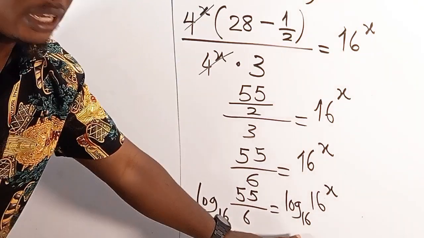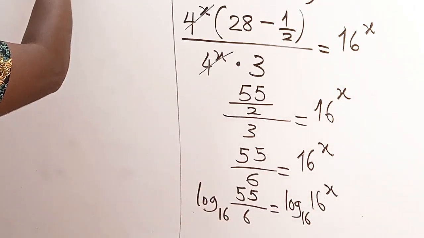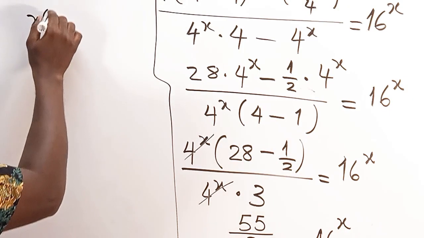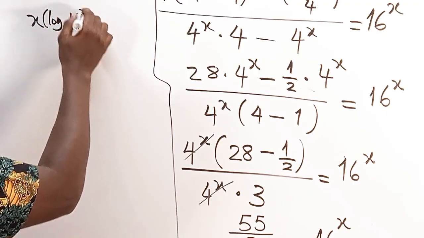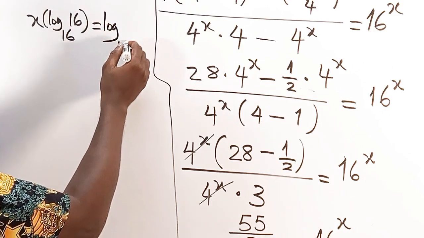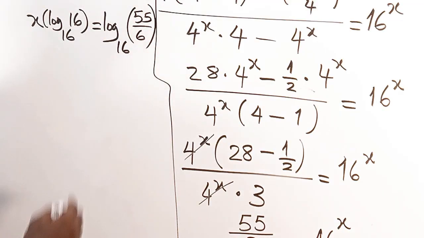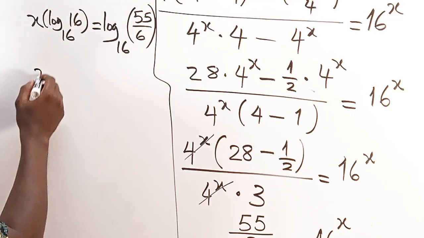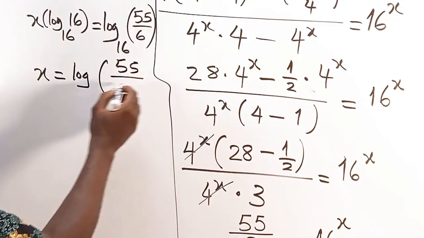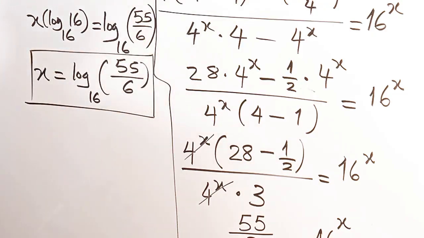All right, so from there, what are we going to have? You see that log of 16 to the power of x base 16, so we're going to have x times log 16 base 16, which will be equal to log base 16 of 55 all over 6. Okay, so this we cancel, that is, log 16 base 16 returns to 1. We have x equal to log of 55 over 6, base 16. So this is our solution.